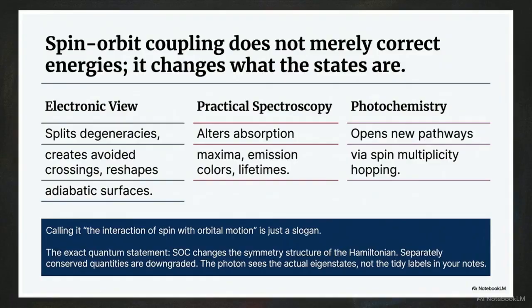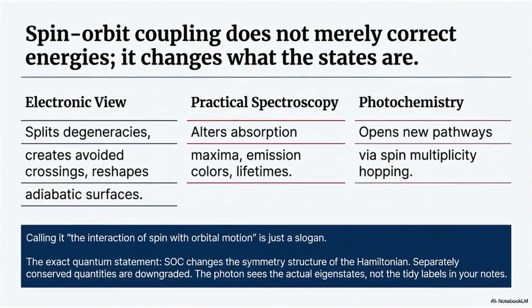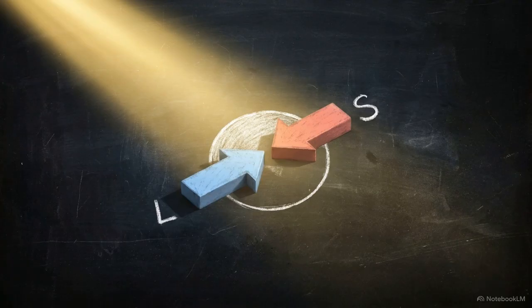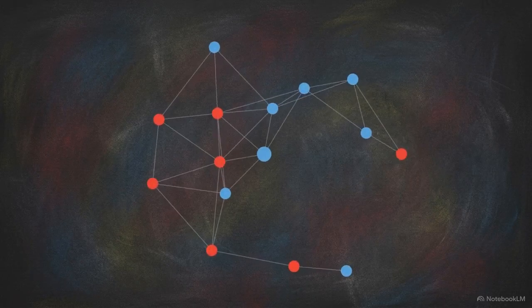This interaction is a fundamental reorganization of the symmetry structure of the entire Hamiltonian. It splits degeneracies, alters absorption maxima, and provides the pathways for electrons to hop between different multiplicities. When light interacts with matter, it does not see the simplified labels found in introductory textbooks. It interacts with the actual, heavily mixed eigenstates of the physical system.